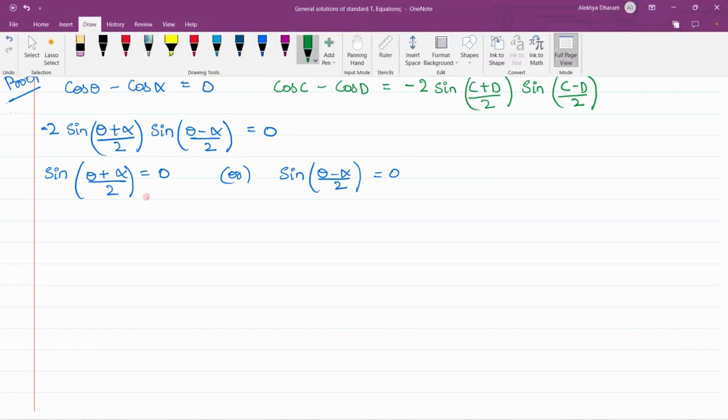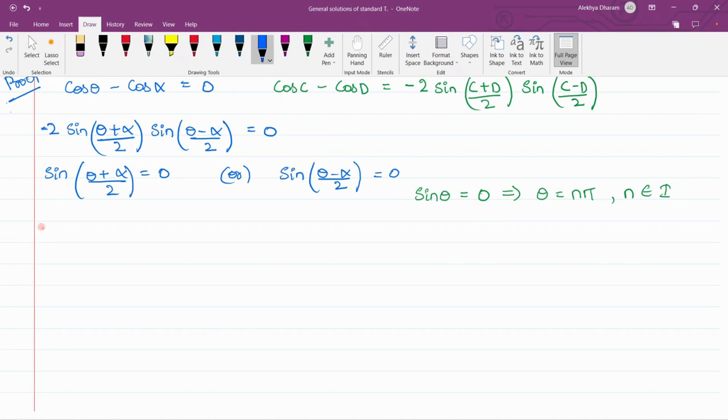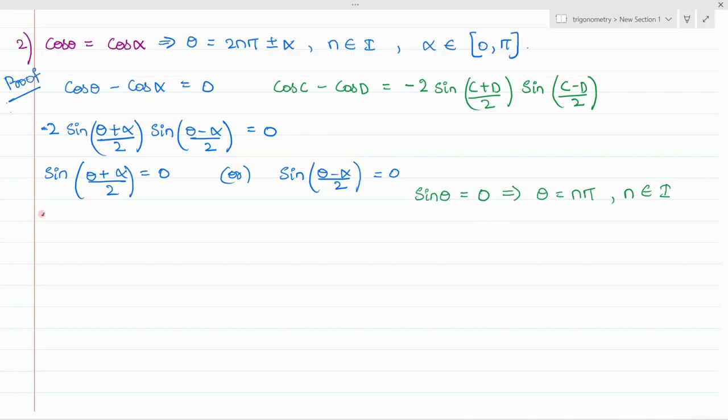Now this equation is nothing but a simple trigonometric equation, that is sine theta equal to 0, which we can write as theta equal to n pi, where n belongs to all the integers. So if we use that simple solution, we can write this as (theta plus alpha)/2 equal to n pi, where n belongs to all integers. Therefore, theta can be 2n pi minus alpha, where n belongs to all the integers.